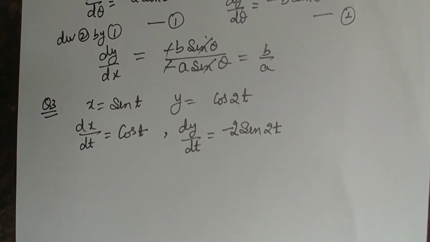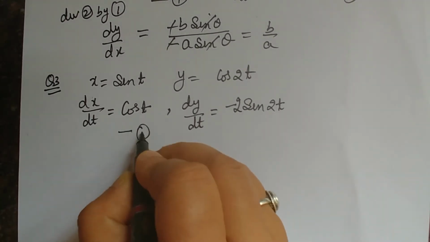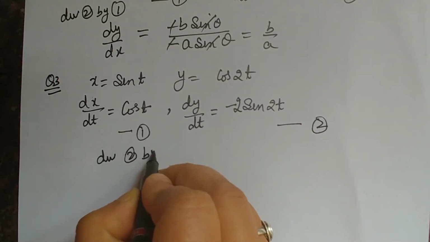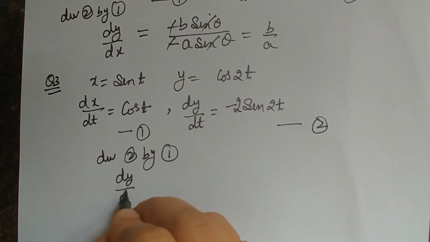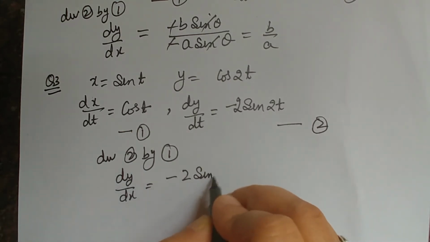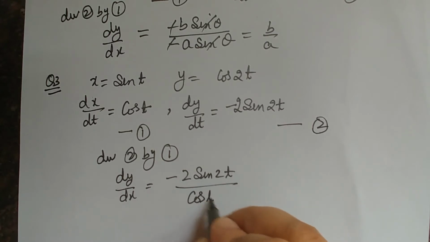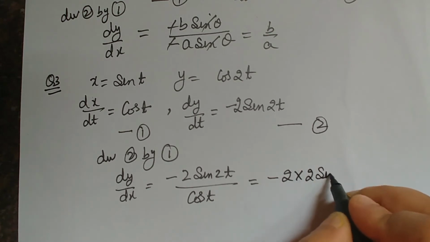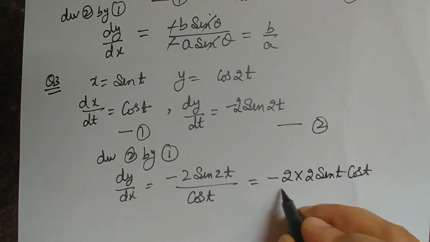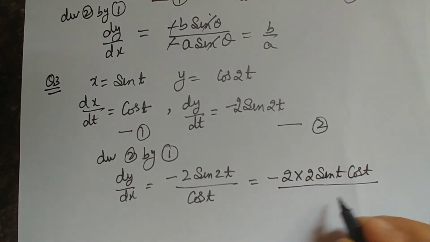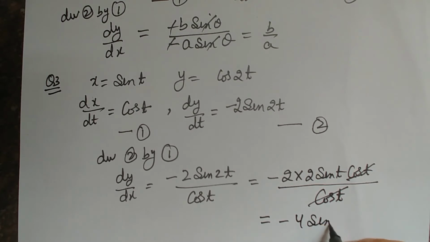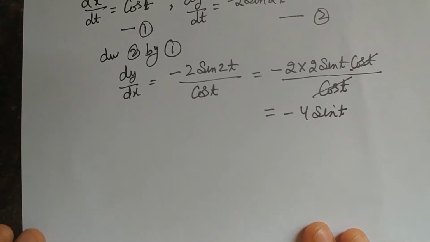Okay. Now this is your number 1, this is your number 2. Now divide 2 by 1. So I will get dy by dx as minus 2 sin 2t divided by cos t. Now let us open this, minus 2 into 2 sin t cos t. You know the formula, sin 2 theta is equal to 2 sin theta cos theta. So here I'll get it as minus 4 sin t. Okay, so this is a simple one.